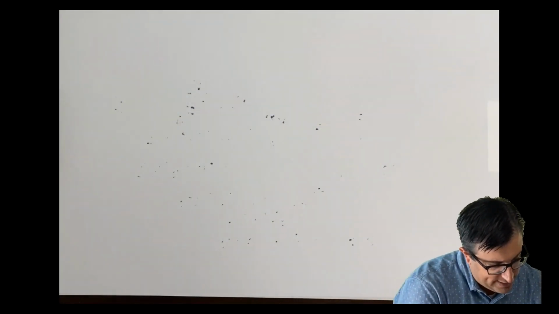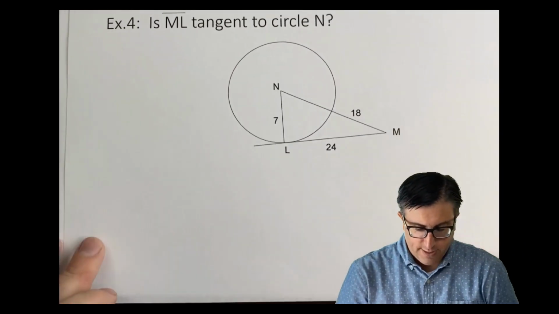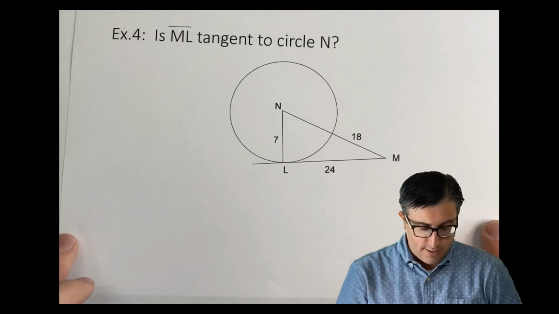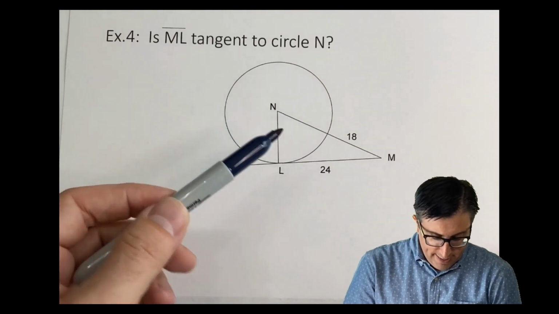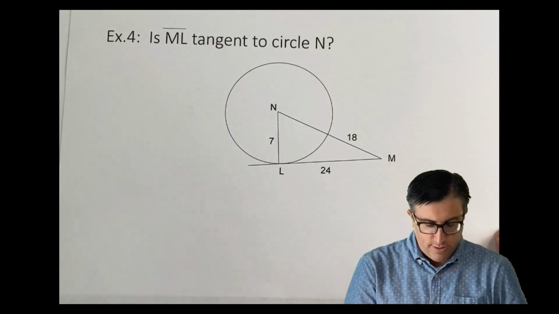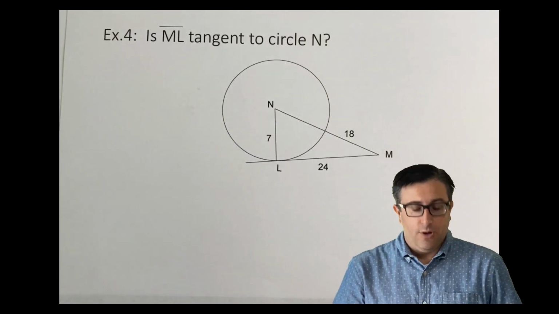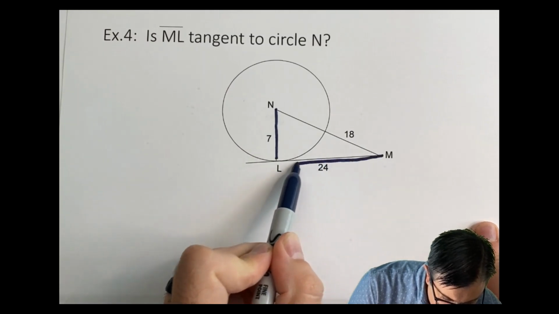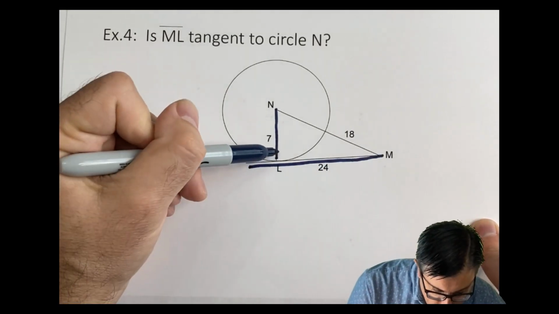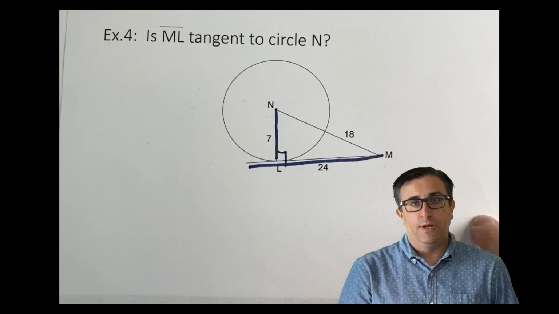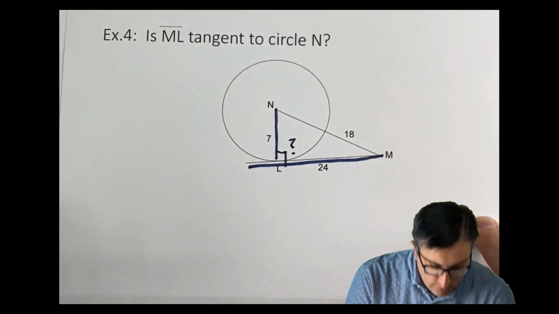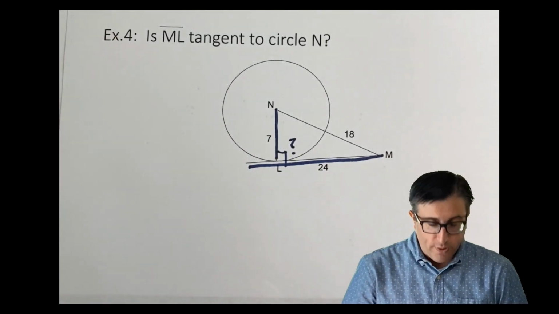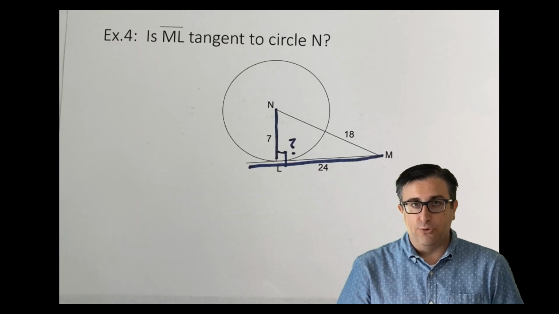Here's the final type of example that you can deal with. Examples similar to these. The question is, is ML tangent to circle N? If this was a radius and this line was tangent, that would mean that this would have to be a right angle. Do we know that's a right angle? In this picture, we don't know it's a right angle until we prove it.